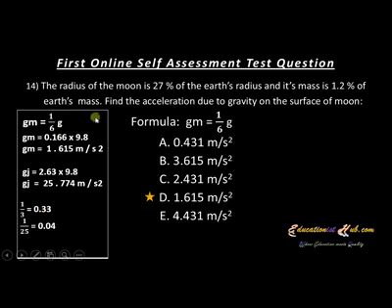When you remember these things, then don't waste your time reading the messy data out there. Just put out the formula, that is 1 upon 6 times of g. 1 upon 6 is 0.166, and multiply it with the gravity, that is 9.8. So the answer is 1.616 meter per second square. The correct answer is D.